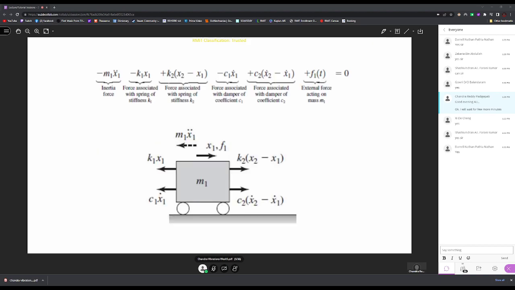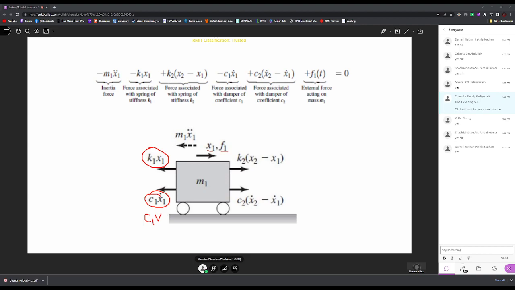Now you can see the free body diagram shown here on mass 1. There's a spring force, K into X, where the spring constant here is K1 and the displacement is X1. The force acting on the system is F1. The damper force is C1 into velocity. Velocity is the rate of displacement, so we can write X1 dot. This is the damper force, and this is the stiffness force, or the spring force.